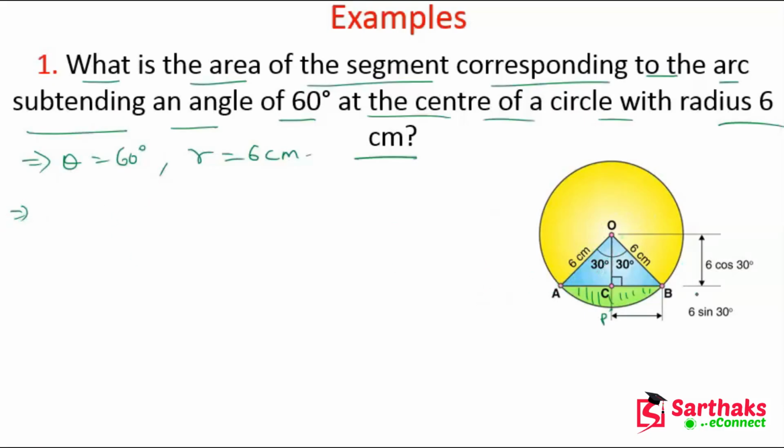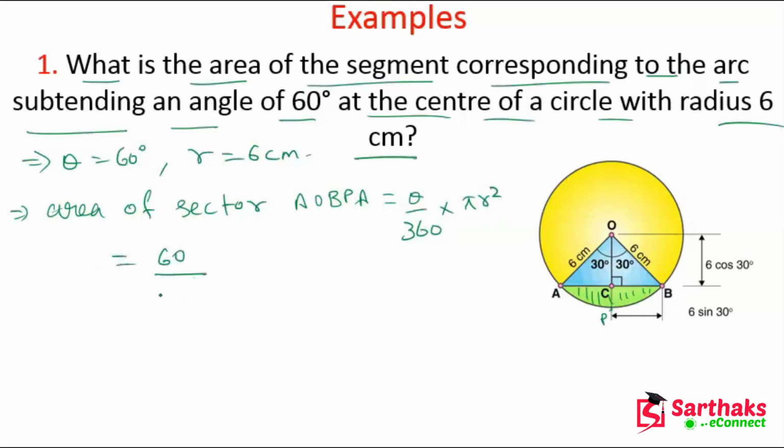Okay, AOBPA. Let's find the area of sector AOBPA. This is the area of the blue region and green region. So what is the area? We know that it is theta upon 360 into pi r square. And what is the value of theta? This is 60. And what is the value of r? 6 centimeter, which is squared, because there is r square.